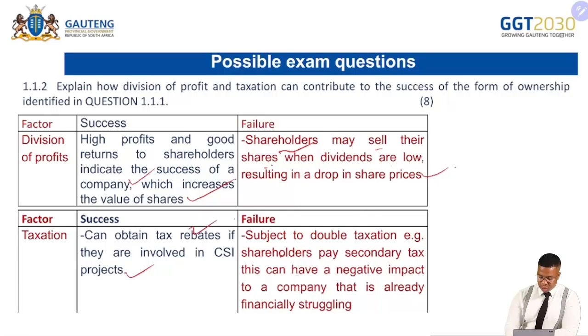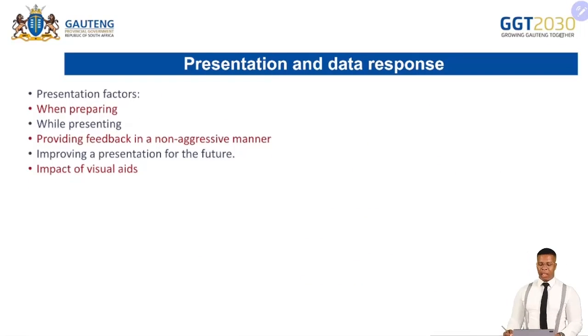And then when you're looking into the failure, they are subjected to double taxation, e.g. shareholders may pay secondary tax. This may have a negative impact to a company that is already financially struggling. So that is how you get your aid there. Then we move to presentation and data response.